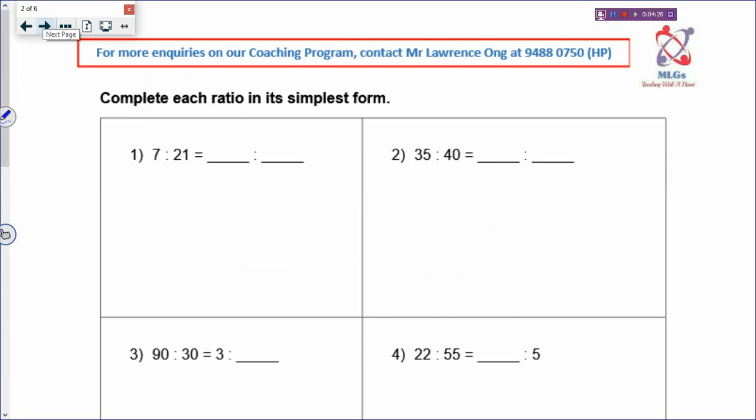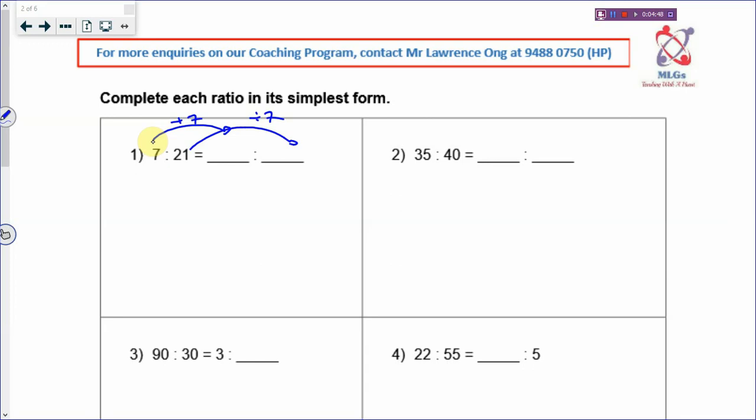Something that you will see in your homework or even in your exam. So 7 is to 21. How do you change it to simplest form? Now some of the teachers will do something like this. You point the arrow, and then what do you get? You can divide by 7, and over here you also divide by 7, right? So that's one way.